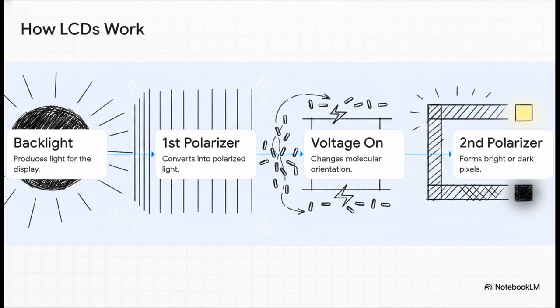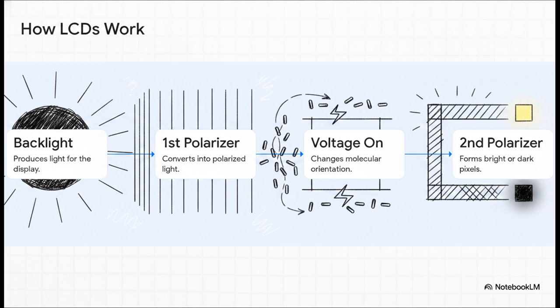First, the backlight fires up, producing our raw light. The first polarizer filters it, giving it a strict, uniform orientation. And here is where the brilliant engineering kicks in. When we apply a voltage across those transparent electrodes, we create an electric field. Because our Nematic liquid crystals are highly sensitive to electric fields, they instantly twist their orientation in response. And as they twist, they actually guide that polarized light, twisting it right along with them.